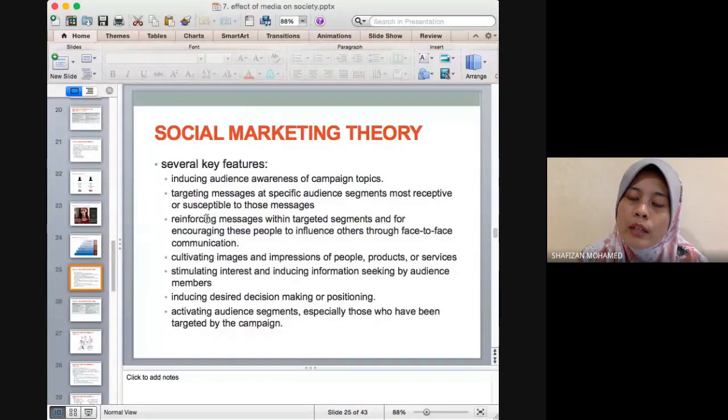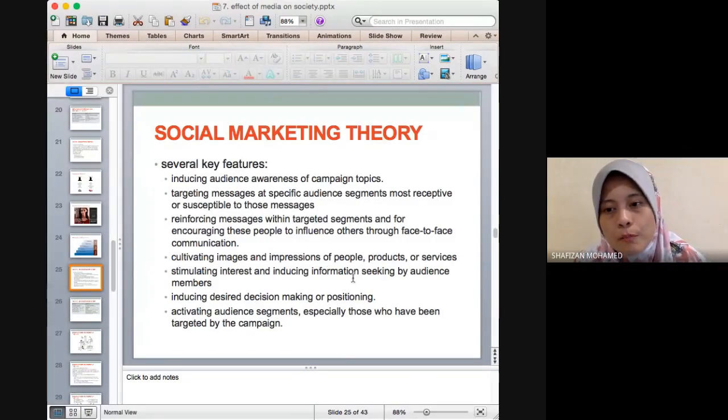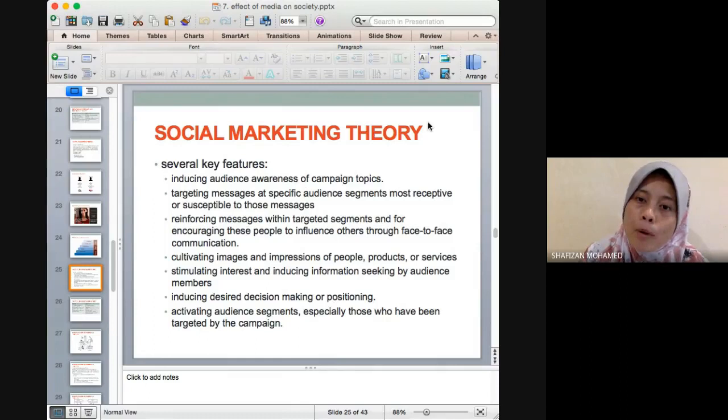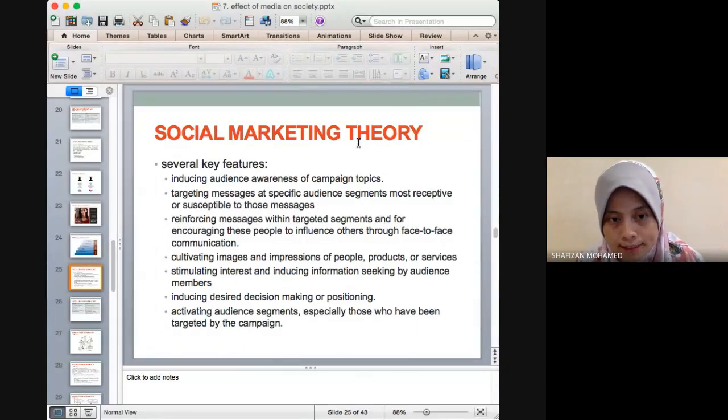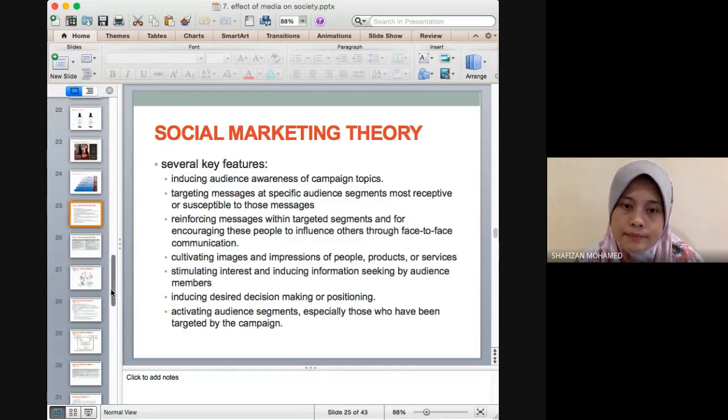It also tells you to reinforce messages within targeted segments and encourage these people to influence others. They cultivate impressions of people, products, services, and it induces desired decision making or positioning. The point here is that through using this theory, it tells you how to create awareness. That means it allows you to use a step-by-step process in campaigns especially, and it allows you to target your audiences.